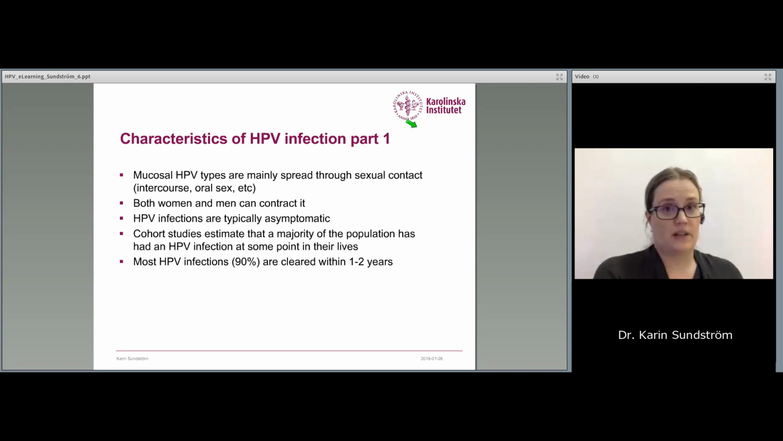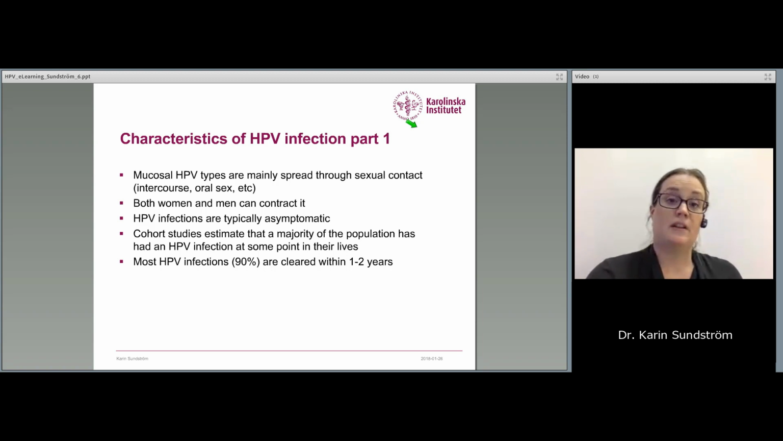But they are mainly spread through sexual contact, and this could be, for example, intercourse, oral sex, basically all types of skin to skin, or above all, skin to mucosal contact. Both women and men can contract it, and might not always know, or might even rarely know, because most HPV infections are totally asymptomatic.